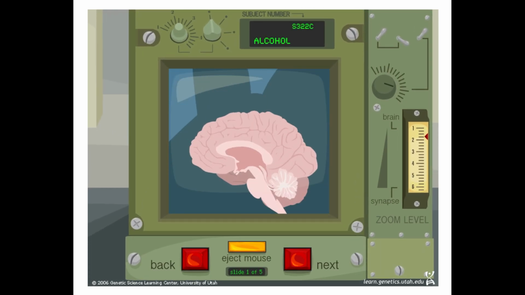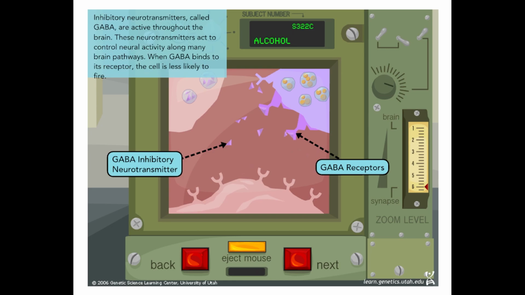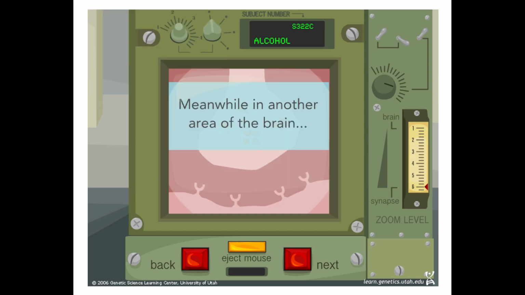All right, so we're going to zoom in again to the brain. And what we see here in this first image is just some general normal functioning of GABA. We see GABA neurotransmitters acting on those GABA receptors. And remember, when those bind, those neurons are going to be less likely to fire because GABA is an inhibitory neurotransmitter. It's calming down the system, making it less likely to fire. So this is normal functioning of GABA here.